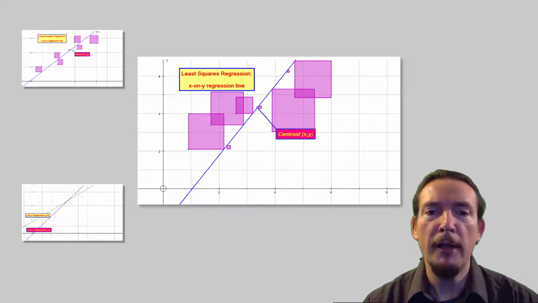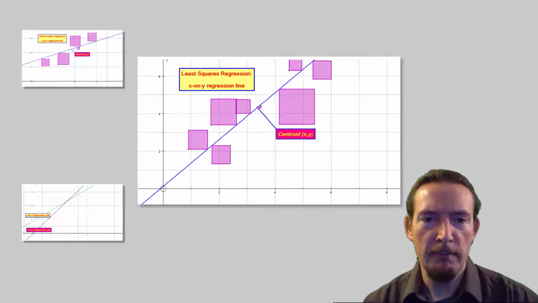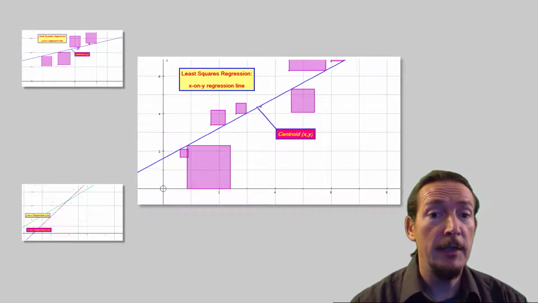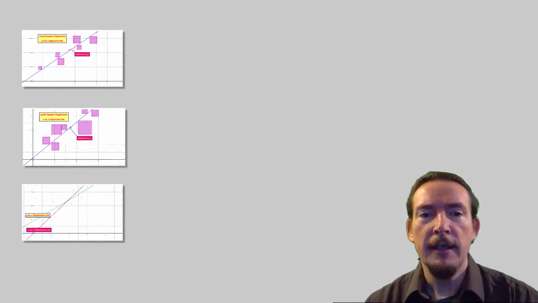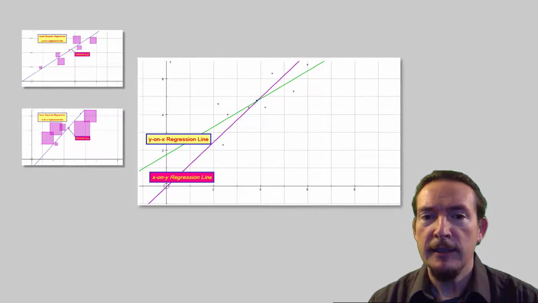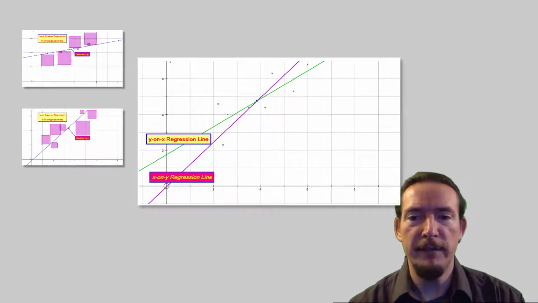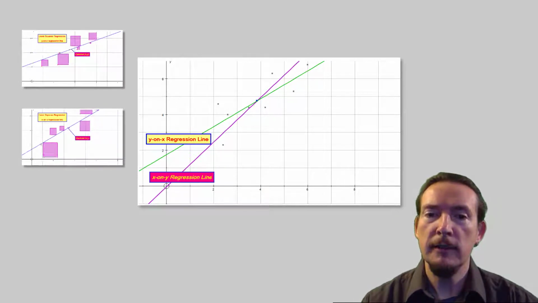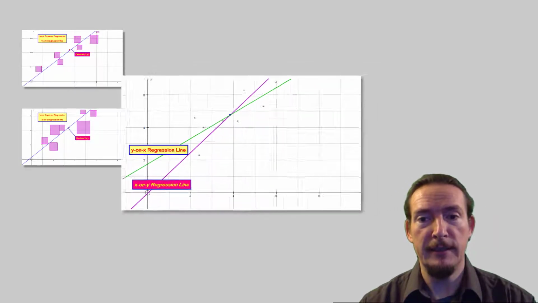Now in x on y regression lines, the squares are formed slightly differently, this time by drawing horizontal lines from the plotted points to the regression line. But again, the process aims to minimize the sum of these areas. These two types of squares give slightly different values, resulting in two slightly different lines of best fit. We will need to know when it is appropriate to use one or the other of these lines, and examiners will often probe our understanding of this during the exam.